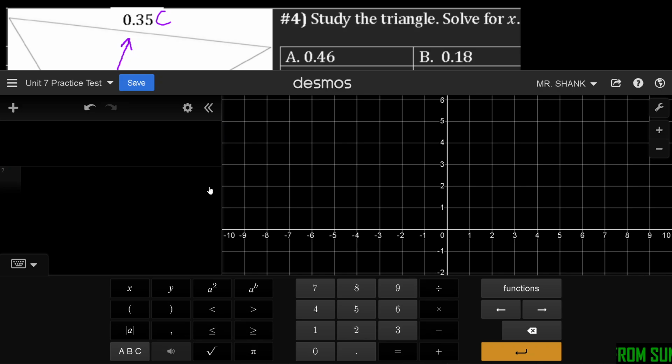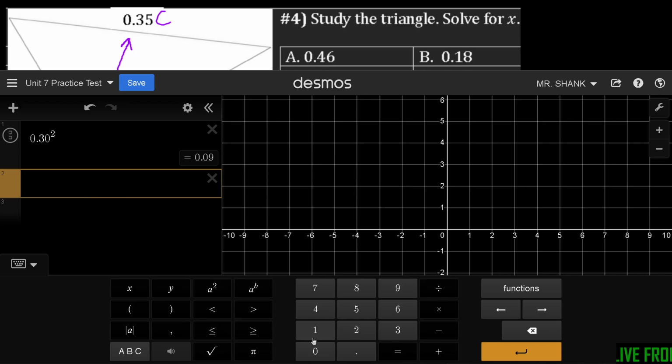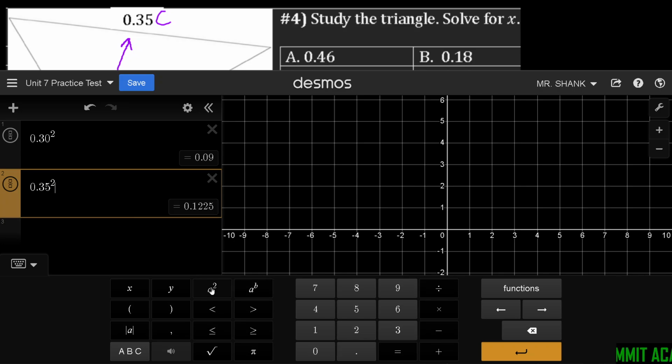I'm going to say, okay, cancel that one out. All right, so we said first we have 0.30 squared is 0.9, and we had 0.35 squared is that number. What I suggest you do is we round at the very end. I always suggest rounding at the very end, so whatever values you have, just take down for now, and always round at the very end.